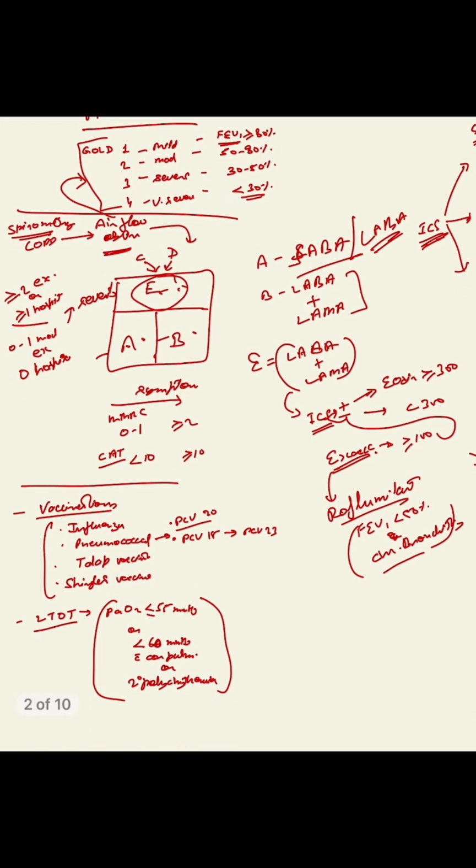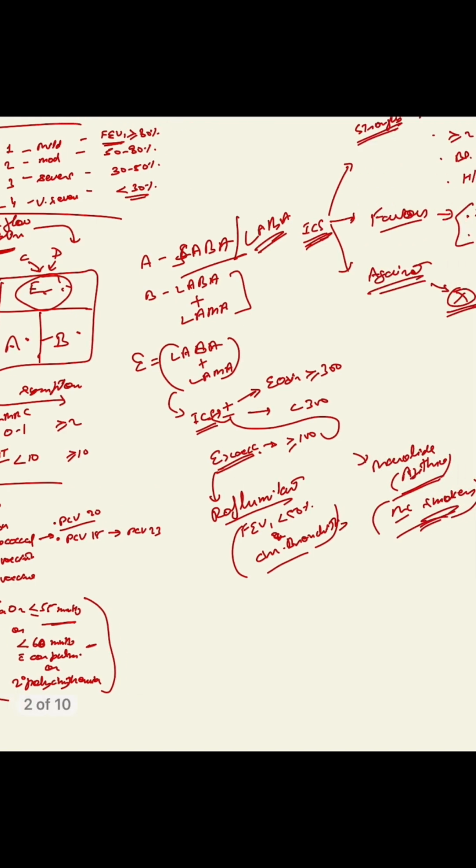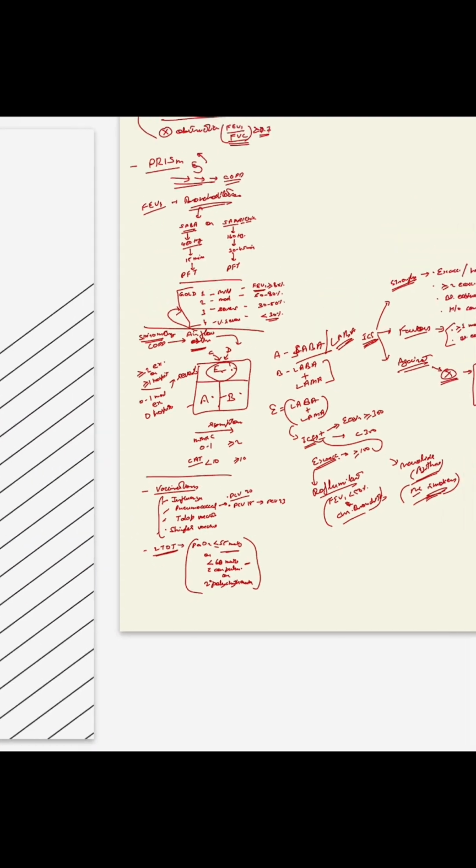And what additional features are there? We have to vaccinate these kinds of patients, like vaccination with influenza, pneumococcal, Tdap and the shingles vaccine. Long-term oxygen therapy is required in patients who have partial pressure of oxygen less than 55 mm of mercury, or less than 60 mm of mercury with cor pulmonale or secondary polycythemia.